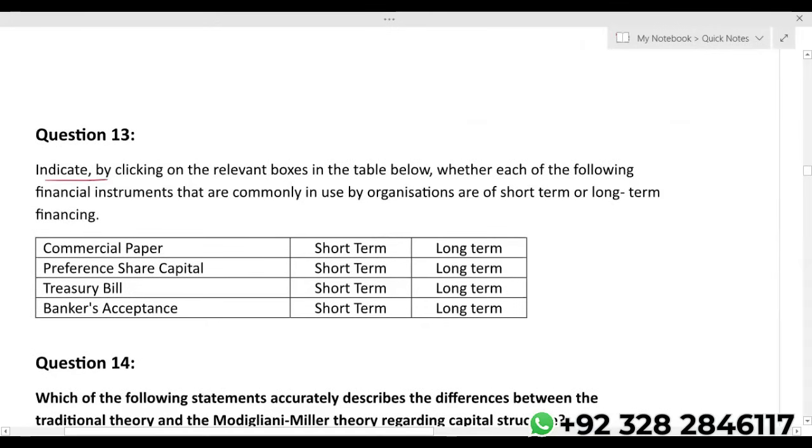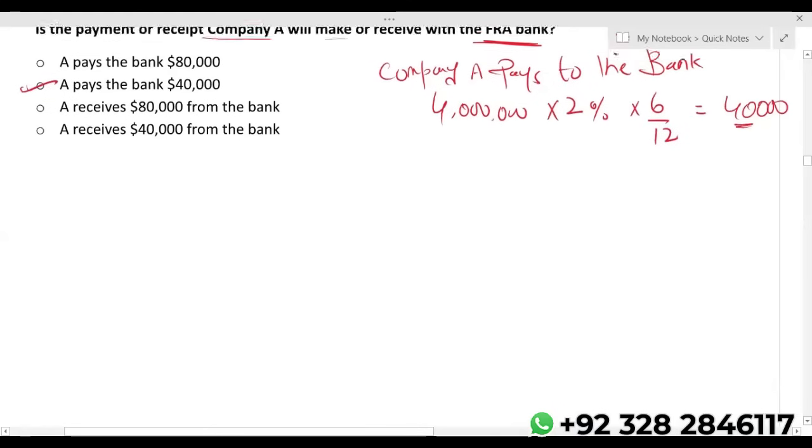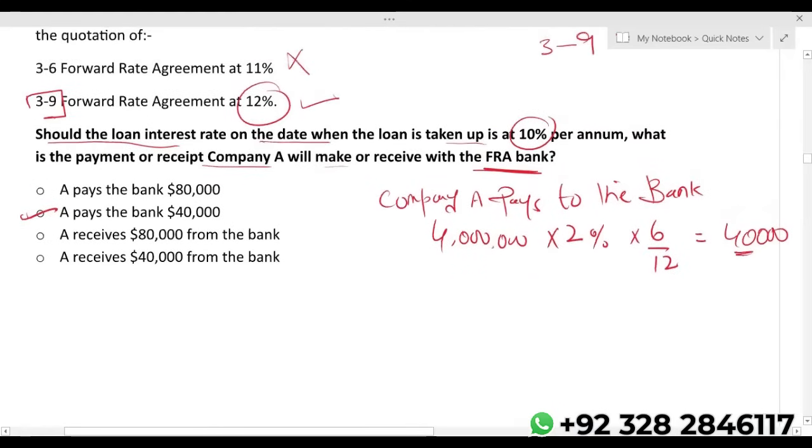Okay, indicate by clicking on the relevant boxes in the table below whether each of the following financial. Okay, question is there. Any question you can ask, please. Let me just pause the video. Okay, you can ask during the video. Is there any question? Please, should I show you the calculation? Students, I'm just pausing the video. You can ask. Okay, there's a question from the student.